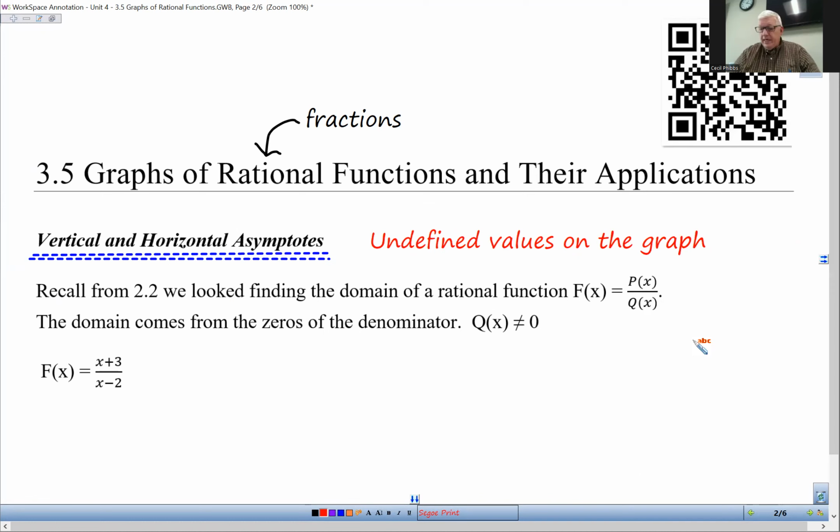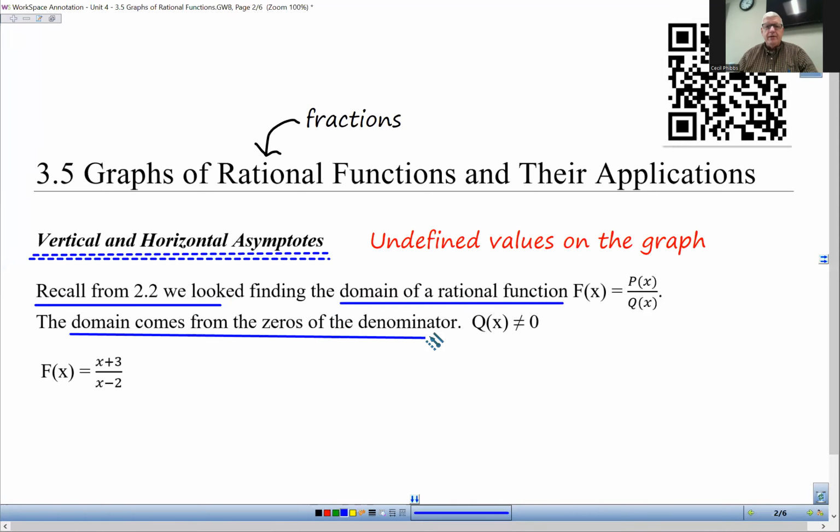All right, so we did some of this before. Back in section 2.2, we looked at finding the domain of a rational function. And if you recall, we said the domain comes from the denominator. So that's one of the things we're going to use in order to determine some of these asymptotes.